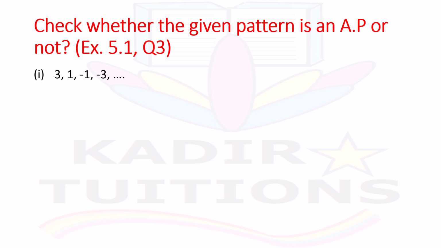What is the rule we have seen? For a number pattern to be an AP, if you take two successive terms, the difference between two successive terms is the same, then I can say it's an AP. Otherwise, no. So the first question is 3, 1, minus 1, minus 3. We are going to find the difference between the second term and the first term, which is 1 minus 3, equal to minus 2. Now the third term minus the second term, which is also minus 2. Now the fourth term minus the third term, that is also coming as minus 2 only. Yeah, the difference is a common difference. So I can say this first question is an AP.